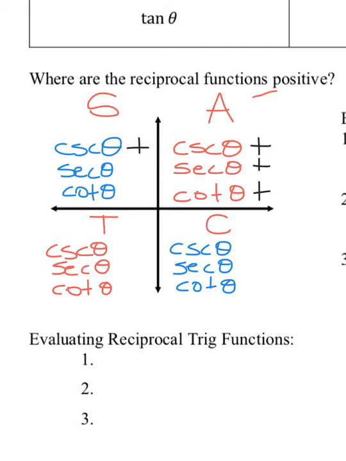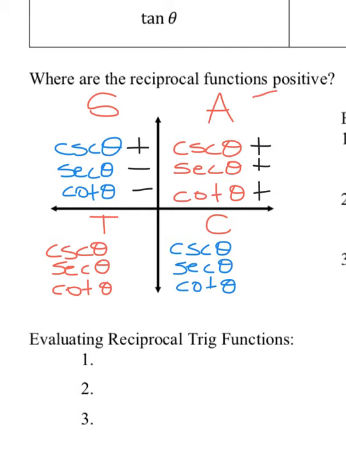Also, if only sine is positive, that means that cosine and tangent are both negative. If cosine is negative, secant is negative. If tangent is negative, cotangent is negative.